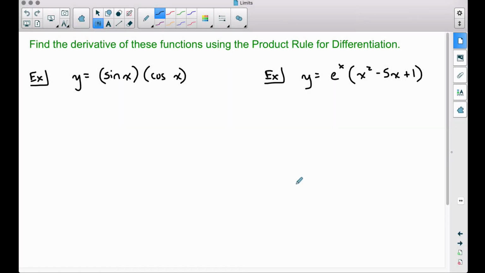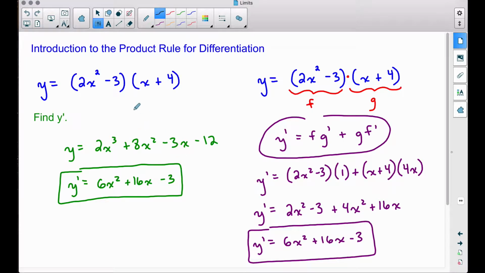In this video, we're going to look at two examples of finding derivatives using the product rule for differentiation. In a previous video, we looked at the product rule as an introduction, where we found the derivative of the product of these two functions. We did it two different ways. We multiplied the two binomials together and found the derivative. And then we also looked at it as a product of two functions, where we called this one f and this one g.